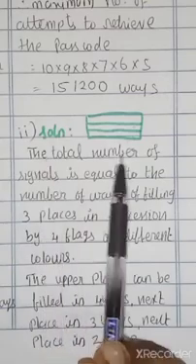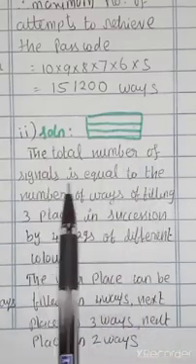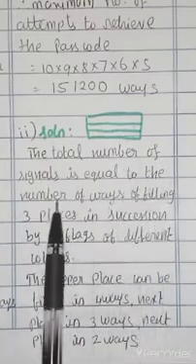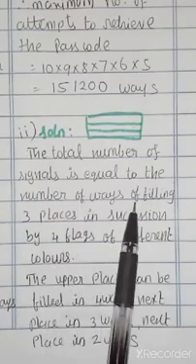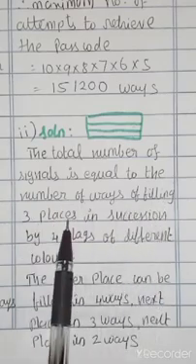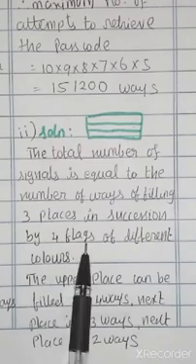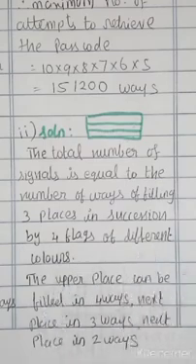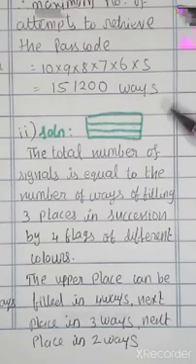The total number of signals is equal to the number of ways of filling 3 places in succession by 4 flags of different colors. So first, how many flags are there? 4 flags are there.